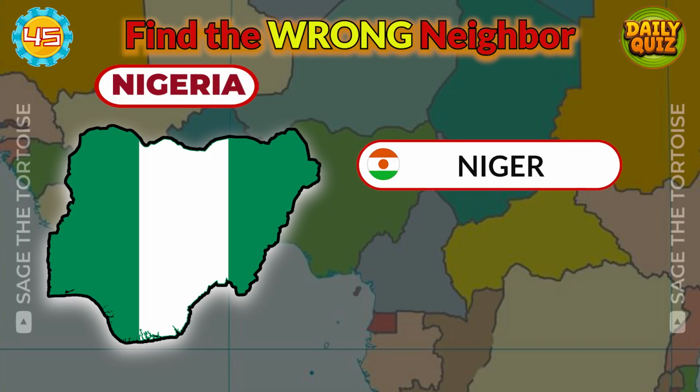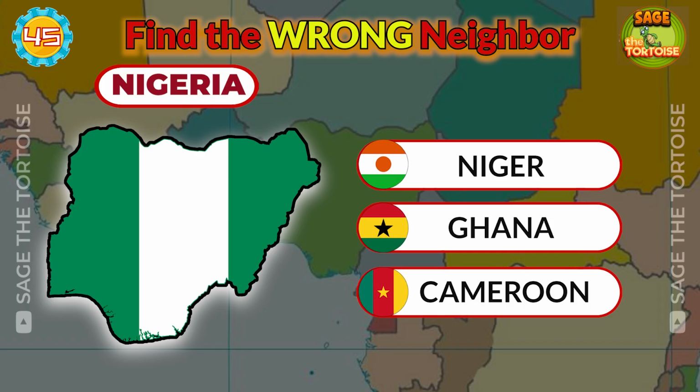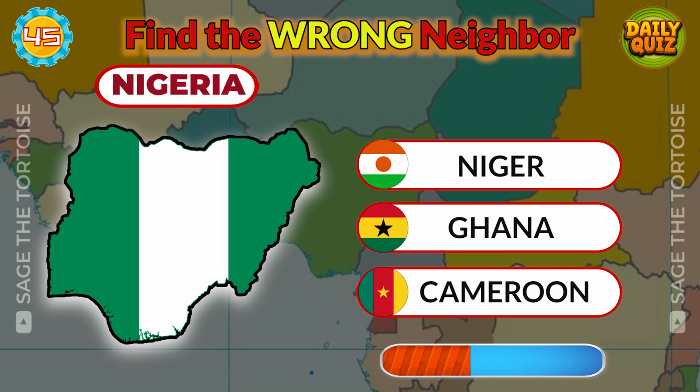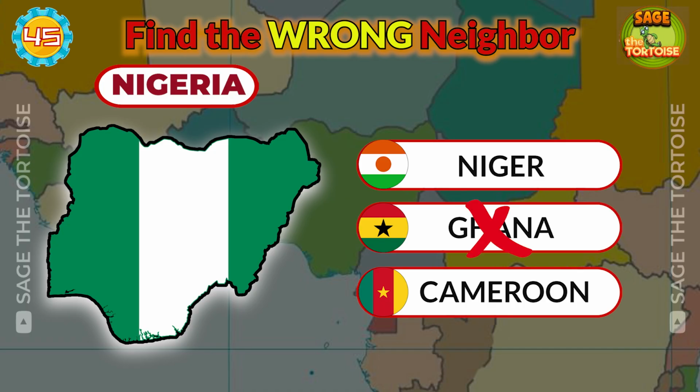Nigeria borders Niger, Ghana, and Cameroon. Which one is wrong? The answer is Ghana.